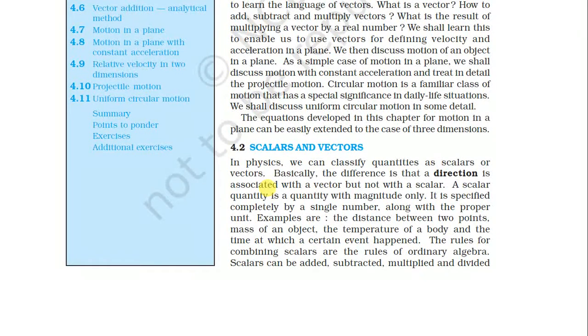Time is 30 minutes, 40 minutes. So these are simple magnitudes. Time is a scalar quantity.